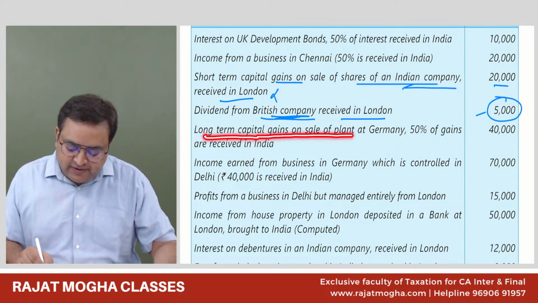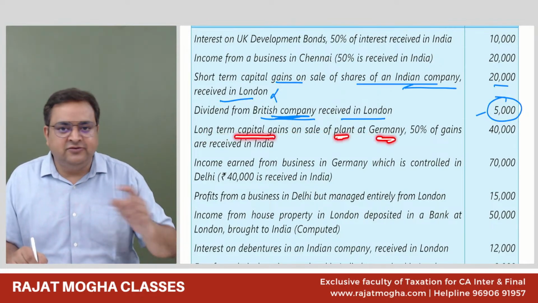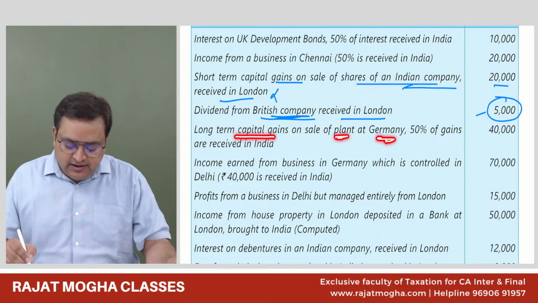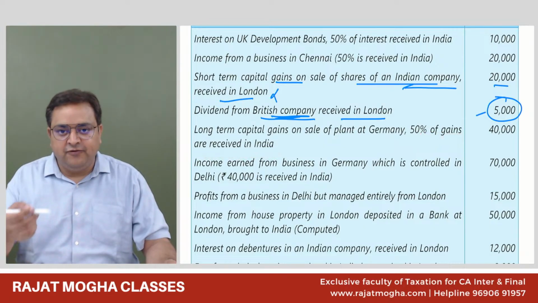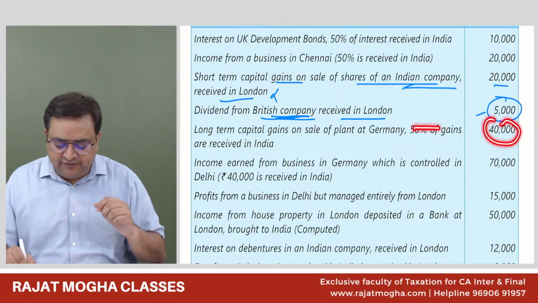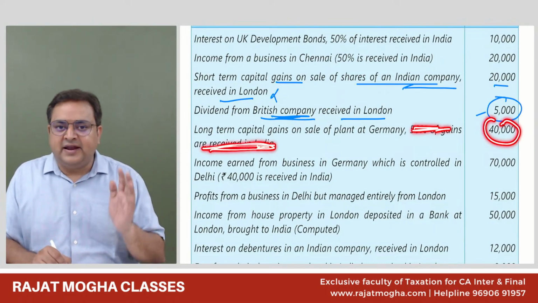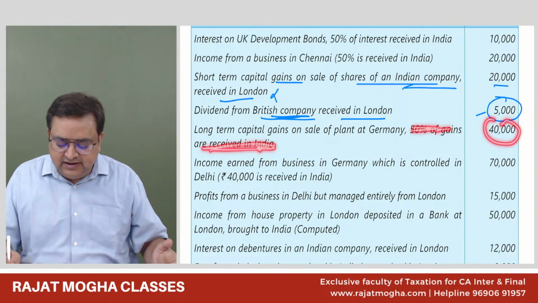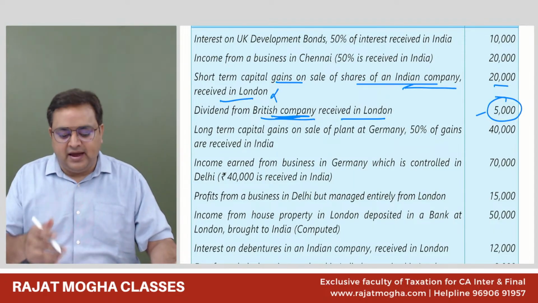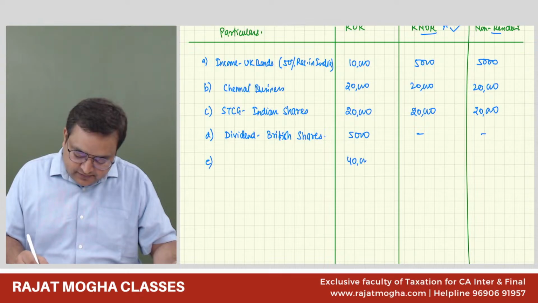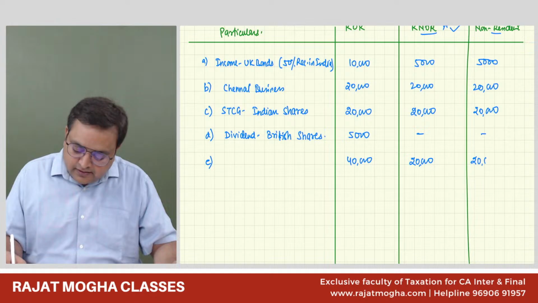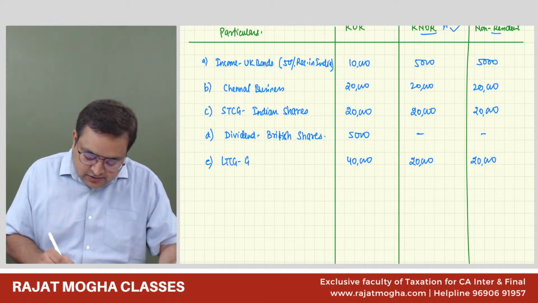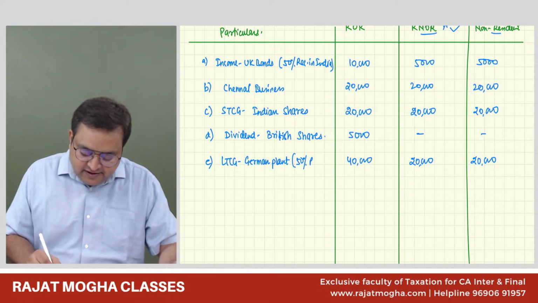E point. Long-term capital gain on sale of plant in Germany. Okay, it is not an Indian asset, so it is not an Indian income. 50% of the gain is received in India. If I don't read this received in India, it is not an Indian income. It is arising outside. So only for the ordinary resident is global income taxable. For both the other people, they don't have to pay it. But if it is received in India, then we have to pay it. So 40 for the global income for our resident, and 20, 20 for both, the reason being that it is received in India. This is long-term capital gain on a German asset, the German plant. It is not arising in India, but 50% is received in India. Therefore, we have made 40, 20, 20.